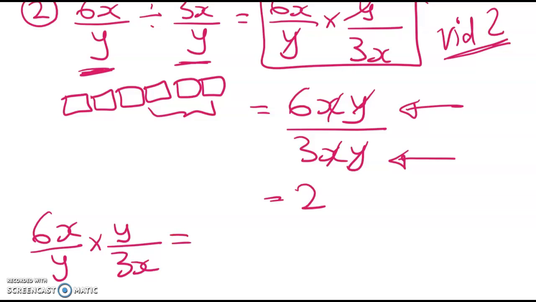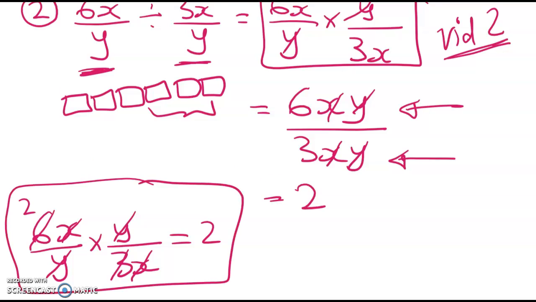And we can start to simplify like this. Y divided by y is 1, and x divided by x is 1, and then 6 divided by 3 is 2. So you've got a choice there. You can either multiply the numerators and multiply the denominators, or you can do this method.